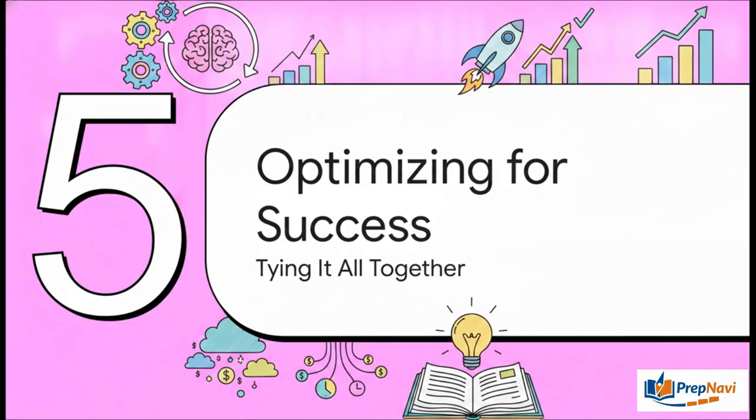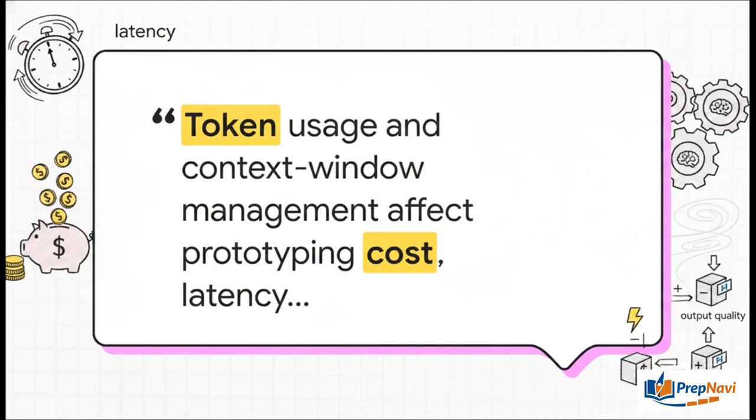Finally, Section 5, optimizing for success. Let's tie this whole blueprint together. So check out this direct quote from the blueprint. Cisco explicitly demands that you can describe how token usage and context window management affect prototyping cost, latency, and output quality. This proves that workflow automation isn't just about writing clever code or connecting a few APIs. It's about mastering resource economics. You're functioning as an architect. You have to decide when a slight dip in output quality is actually worth a massive saving in cost and latency, or vice versa.